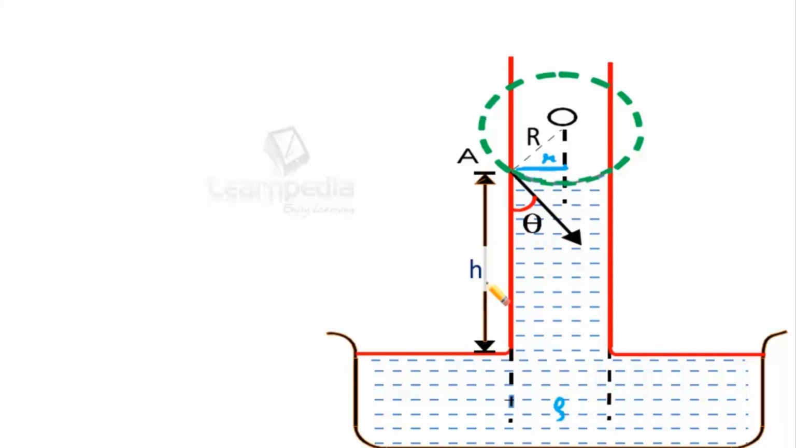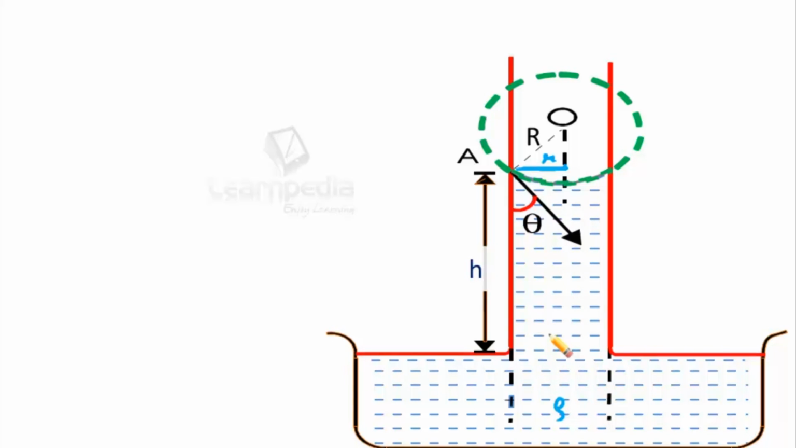Let H be the height through which the liquid rises in the tube. Let P be the pressure on the concave side of the meniscus. PA be the pressure on the convex side of the meniscus. The excess pressure P minus PA will be equal to 2T by R as we studied earlier. So here I have taken angle of contact is less than 90 degrees. Therefore, the liquid rises in the tube. If the angle of contact is more than 90 degrees, there will be a fall in the capillary tube.